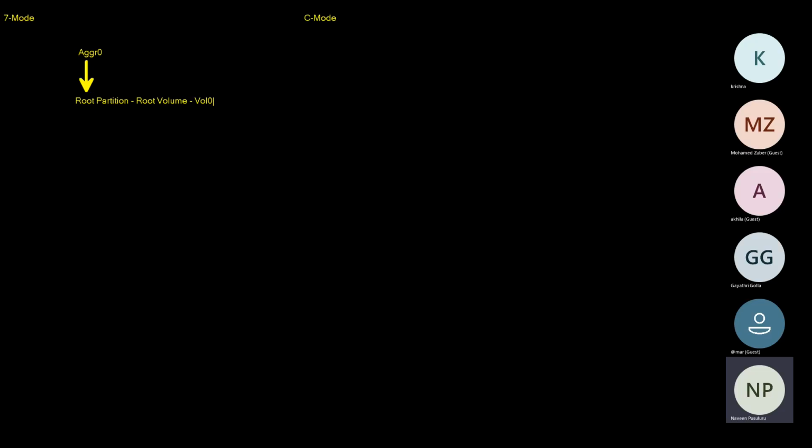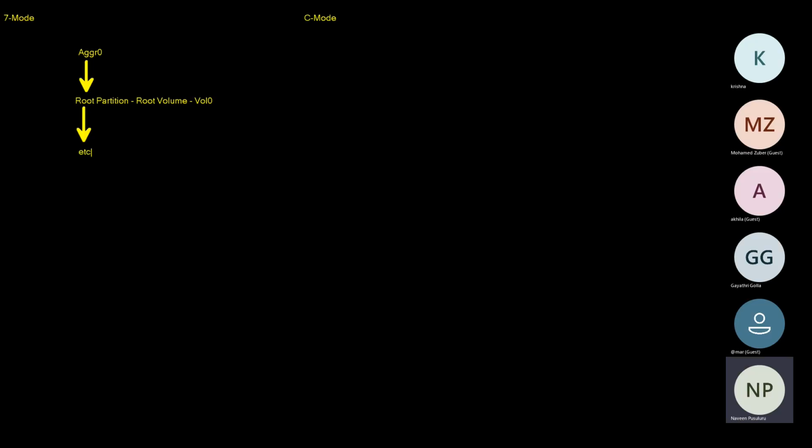Volume means nothing but a logical partition inside aggregate. This is a root volume which will be stored on root aggregate. So on top of root aggregate, we'll be having a root volume, and in this root volume only, our controller configurations will be stored. And again, inside this root volume, we'll be having a folder called etc.